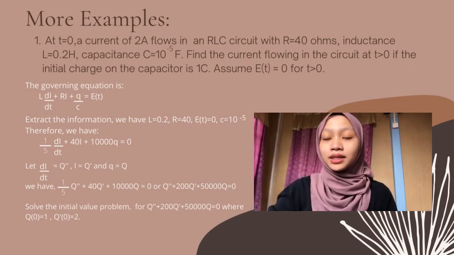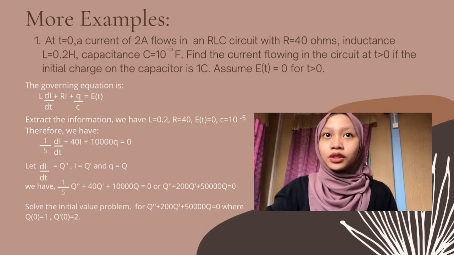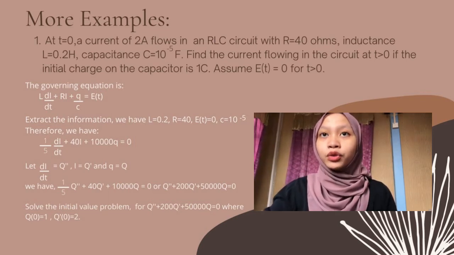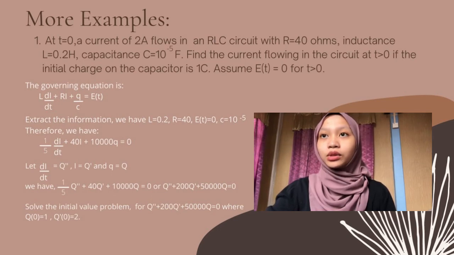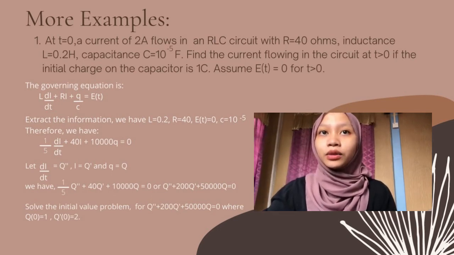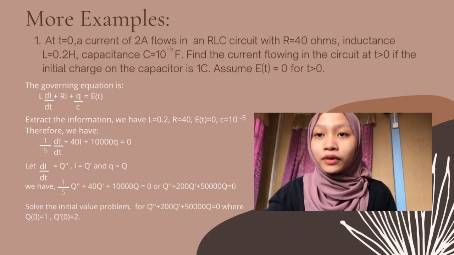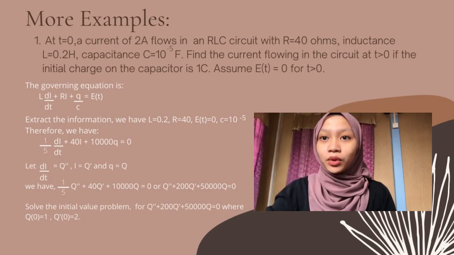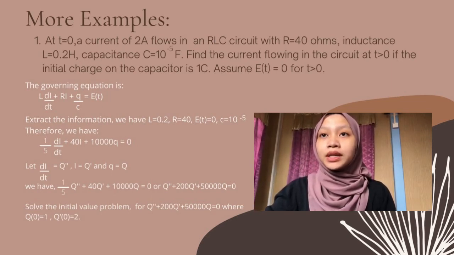I will tell you more about examples in RLC circuits. So the first question is, at t equals 0, a current of 2 amperes flows in an RLC circuit with resistance equal to 40 ohms, inductance L equal to 0.2 henry, and capacitance C equal to 10 to the power of negative 5 farads. Find the current flowing in the circuit at t more than 0 if the initial charge on the capacitor is 1 coulomb. Assume E(t) equals 0 for t more than 0.